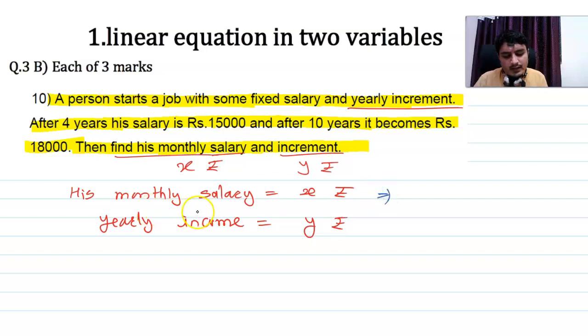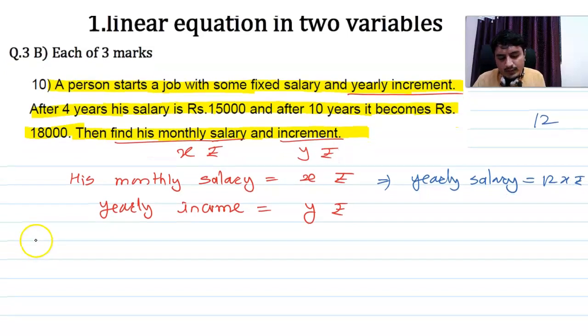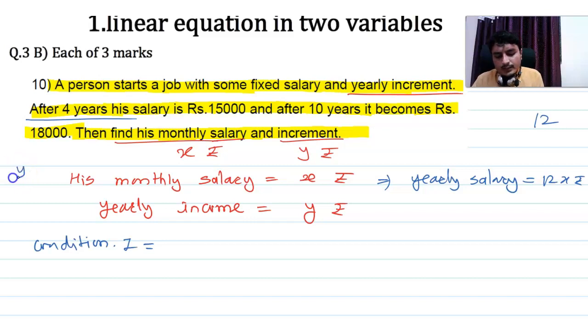Now look ahead. Once his monthly salary is X rupees, there are 12 months in a year, so the yearly salary is 12 into X, that becomes 12X rupees. Now as per the first condition, after 4 years, what will be the increment? First year salary we have 12X rupees. Second year increment we have plus Y. Third year increment we have plus 2Y. Fourth year increment we have plus 3Y.